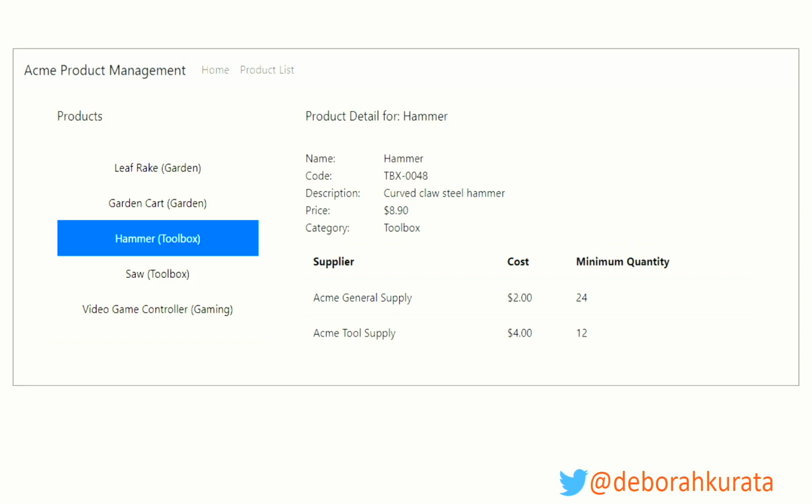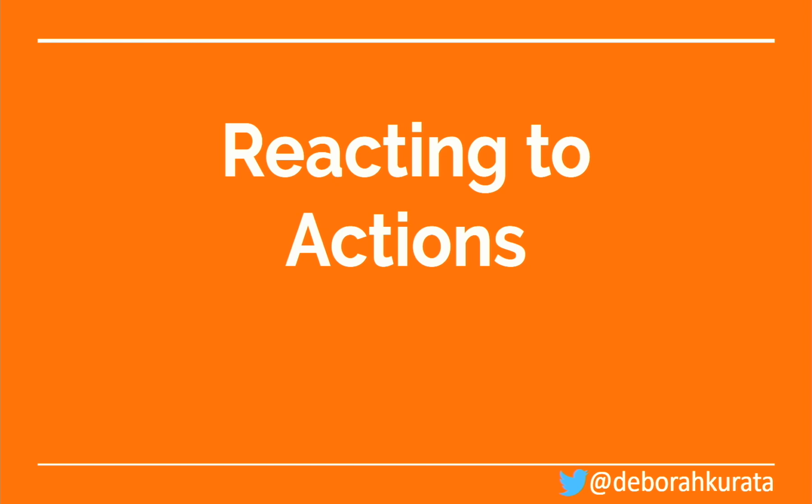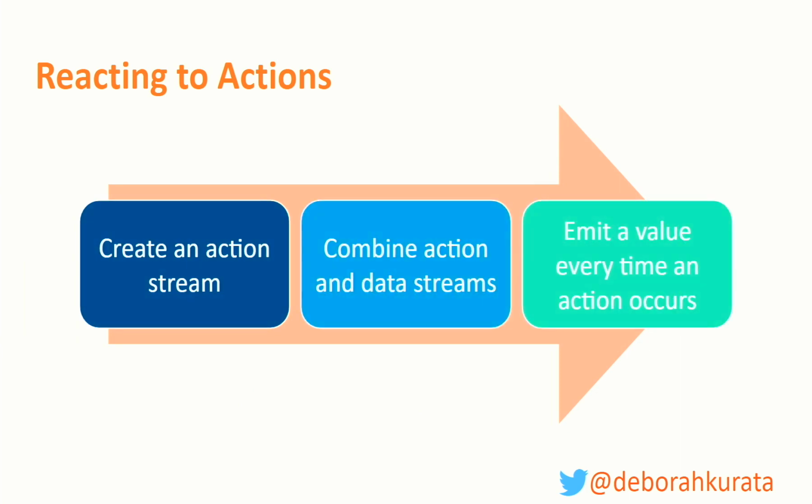Okay, so one of the other things we haven't talked about too much yet is actually reacting to user actions. So here, when the user clicks on the left on the hammer, we display the details on the right-hand side. So how do we make that work? We want to be able to have our streams react to user actions without having to write too many procedures to make all of that work. So how do we do that? Well, I've basically defined 3 steps in order to have our streams react to actions.